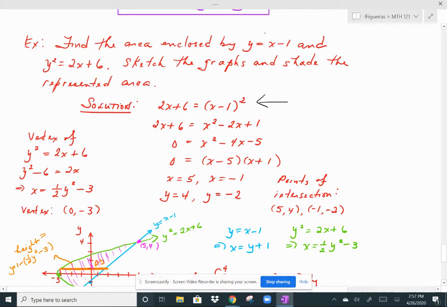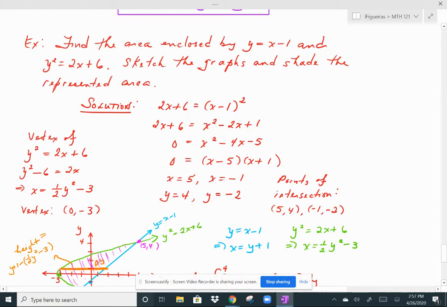But if I square the first one, which is what I did here, then you're really setting y squared equal to y squared. So I have 2x plus 6 equals x minus 1 squared. All right, so I'm going to expand the right side, which is what you get on line 2, and then you can see that you have a quadratic equation. I'm going to set it equal to 0 by subtracting 2x and subtracting 6 over to the right. So I get x squared minus 4x minus 5. That's factorable. So I get 5 and negative 1 as my points of intersection.